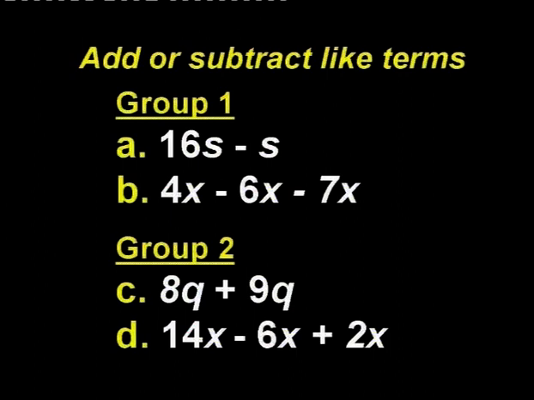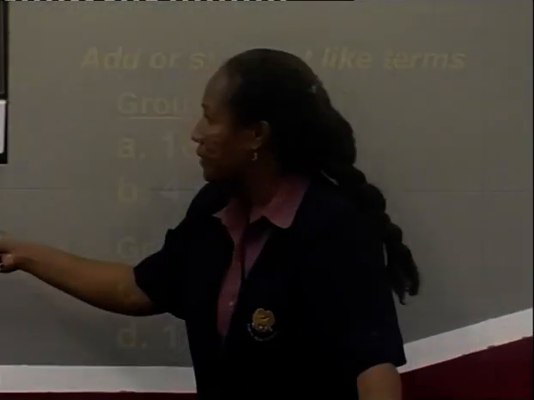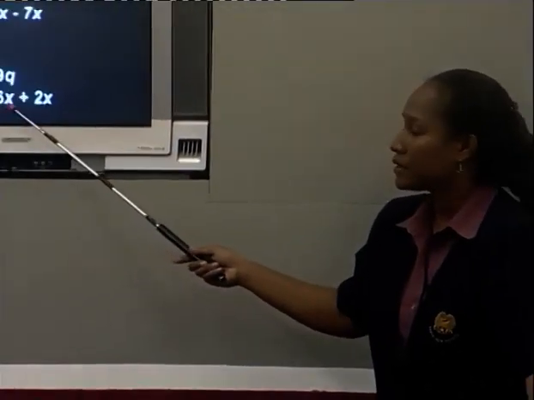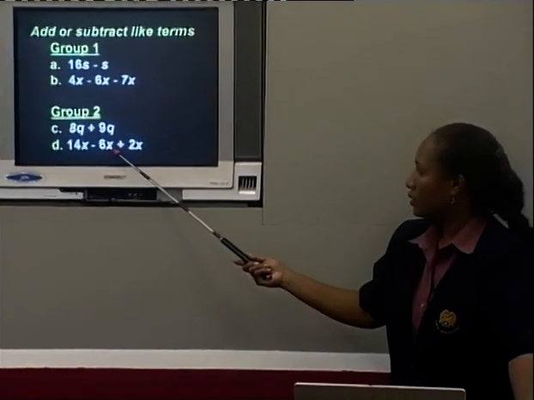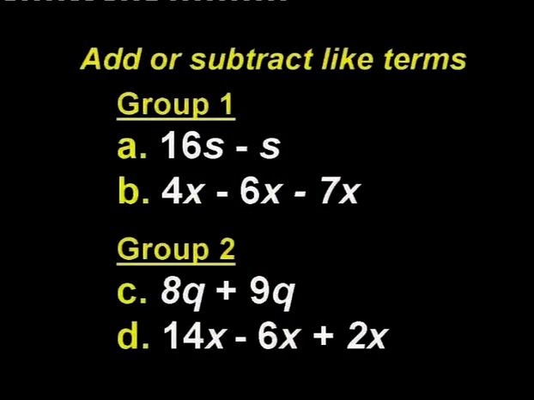Remember, you will come across expressions that have both subtraction and addition signs. Do you know how to do that when you are faced with two operations? Yes or no? All right, let's see this one as an example. 14x minus 6x would give you 8x. And that's not the answer. What are you going to do? Add 2x, and the answer would be 10x. All right. In our next lesson, we will go through the answers.